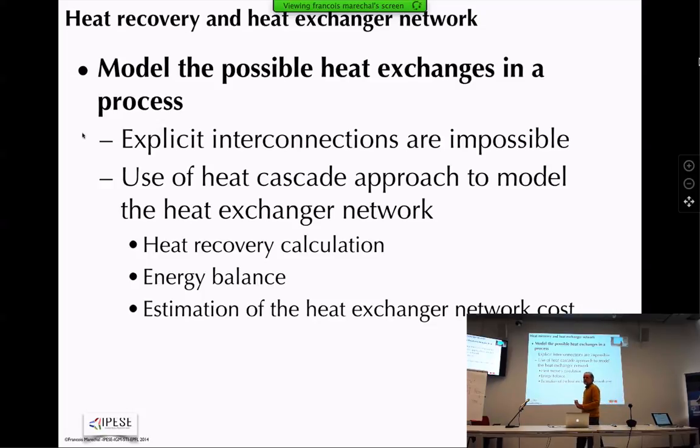Okay, so what does it mean? It means that I'm not going to model the heat exchangers. I'm going to use a trick, which is the representation of the heat cascade, in order to model the heat exchanger network. Okay, what is the goal? I have to be able to identify what the heat recovery in the system is. I would like to close the energy balance. It means that I have to introduce the combined heat and power options in my system. And I would like to know what the cost of the heat exchanger network is.